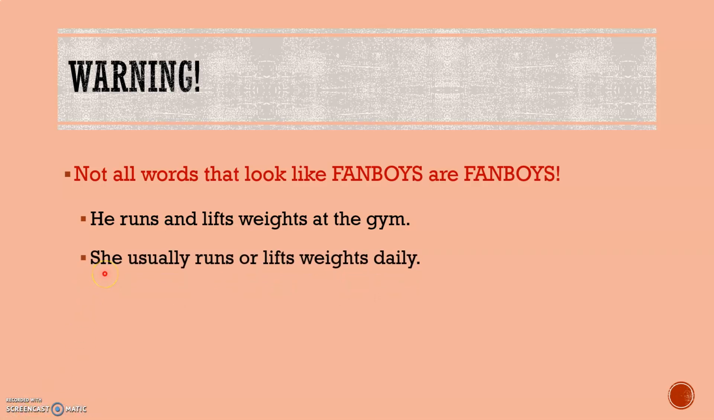She usually runs or lifts weights daily. Same thing. You've got a list of two activities or two options that she does every day. So or doesn't have a comma before it. Therefore, it doesn't have two independent clauses on both sides. He bought a gift for his parents. Here, for is a preposition followed by a noun. So here it's not a coordinating conjunction for.